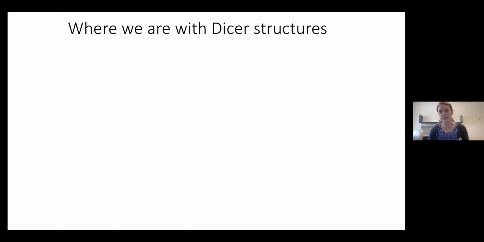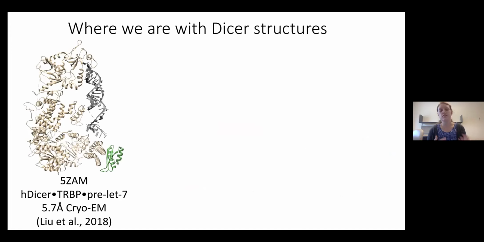Fruit flies are not the only organisms that have Dicer proteins. Many organisms have Dicers, including us. And this structure I'm showing here is human Dicer bound to its accessory cofactor TRBP. Human Dicer is in brown and TRBP is in green, bound to its pre-let-7 RNA. And this structure was solved to 5.7 angstroms. This is a higher resolution structure than what I just showed you before for Drosophila Dicer2, but this RNA is not in the active site near the RNase III domain, so it's not cleavage competent. So we're not getting information on the mechanisms of how the protein cleaves the double-stranded RNA.